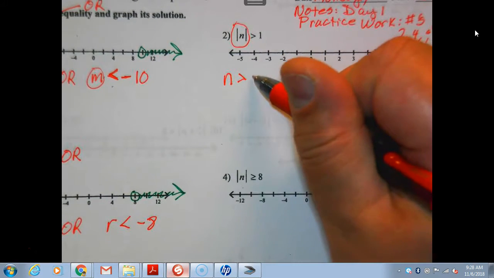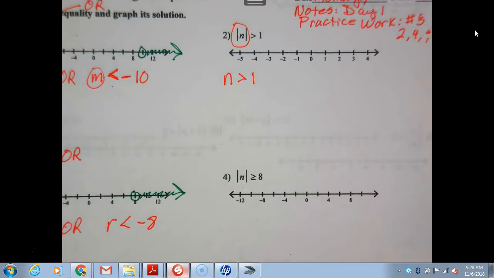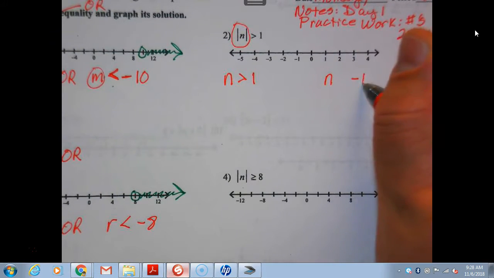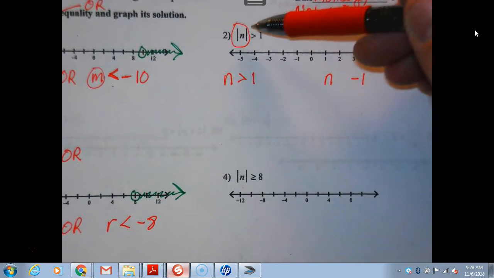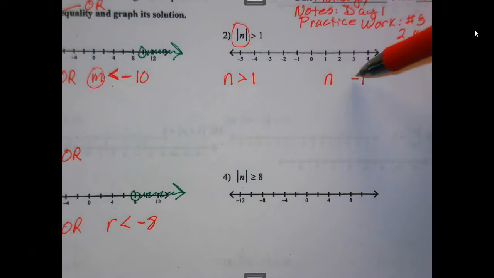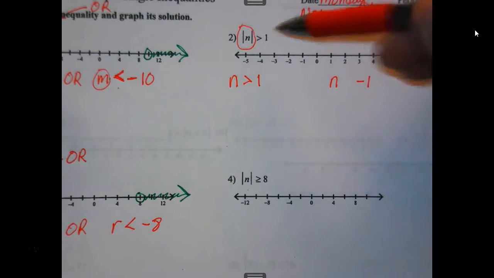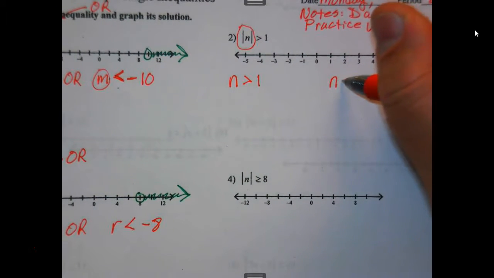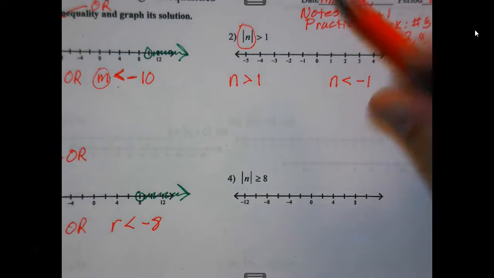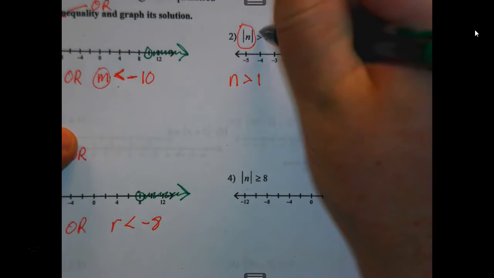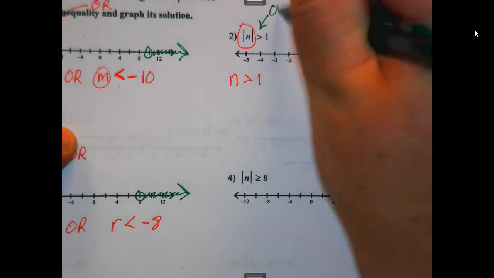N is greater than 1. And then we have to do the opposite of 1, which is -1. Now, when we do that, we're actually multiplying by -1. So we have to do what to the inequality sign? Yeah, flip it. It's a greater than problem, so it's an or problem.